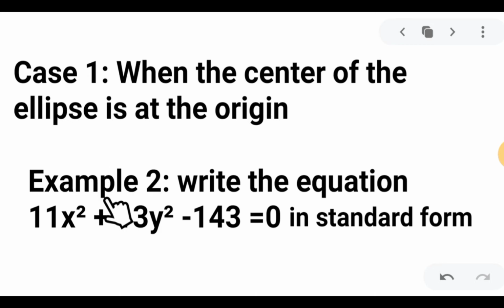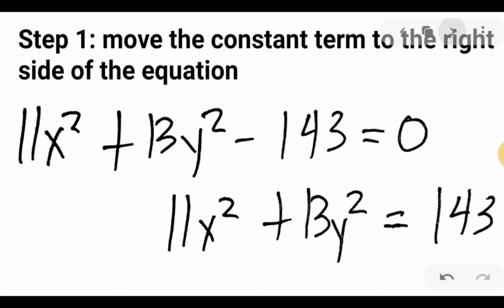Example 2, write the equation 11x squared plus 13y squared minus 143 equals 0 in standard form. For step 1, again, you have to move the constant term to the right side of the equation. And then, moving that to the right side of the equation, you will have 11x squared plus 13y squared equals 143, changing this sign into the positive.